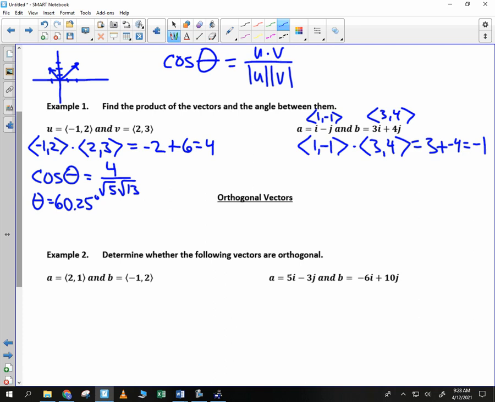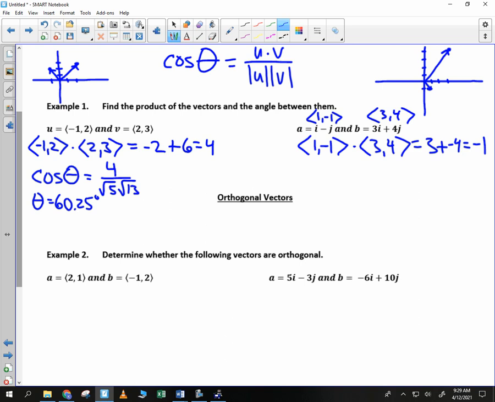I'll draw the next one as well, just so we can make sure we get a good view of it. Over 3, up 4, and then over 1 and down 1. What do you think? Think greater than 90, less than 90? Any thoughts? Looks a little bit bigger than 90, maybe?